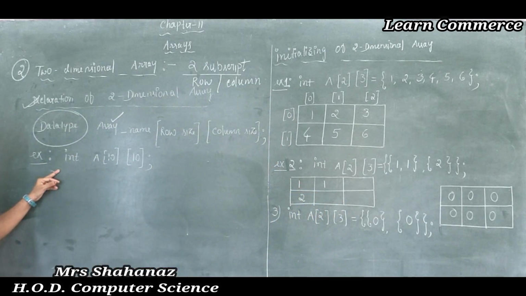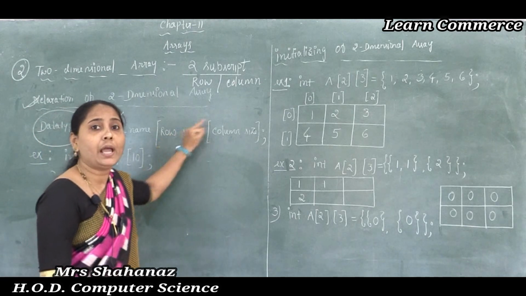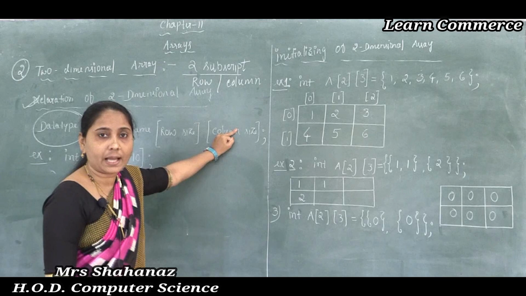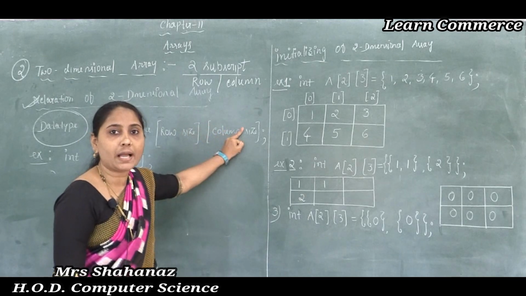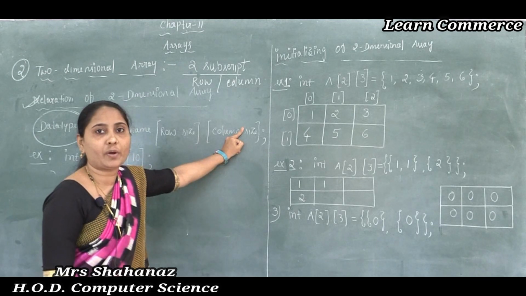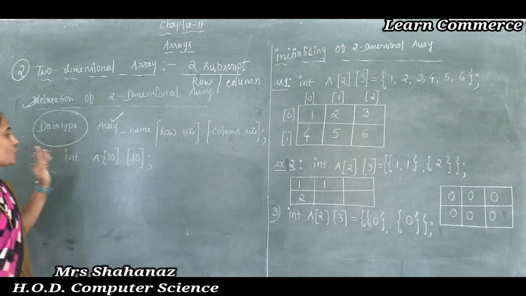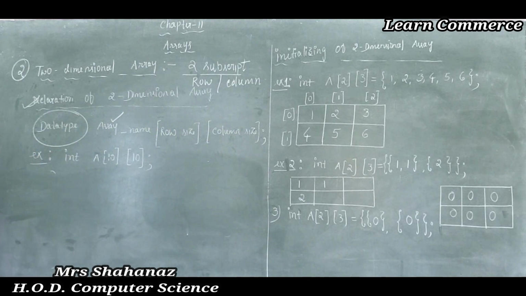Correct? We need to take the row size as well as the column size. So we can say that the row size and column size specify the maximum number of rows and columns we need to store within our array. So let's use one example of the declaration of a two-dimensional array.